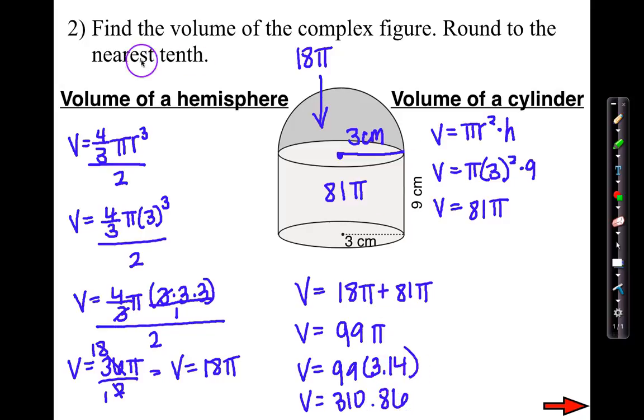Now, real quick, it does ask us to round to the nearest tenth. So looking here, the 6, will it make the 8 go up or stay the same? Since it's larger than 5, we're going to say that the volume is 310 and 9/10, because the 6 rounded the 8 up. It is in centimeters, so I'm going to put centimeters cubed.